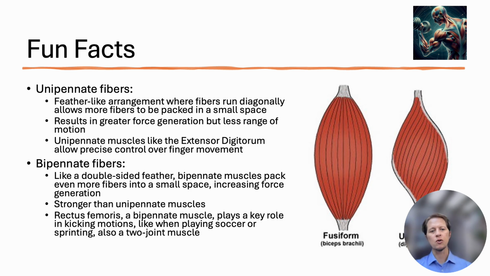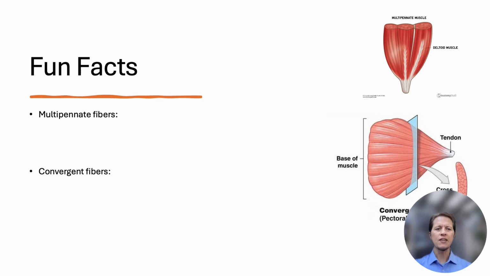That makes more sense. So your rectus femoris muscle is one of the main muscles in your quads, in your thigh. Very forceful kicking compared to sartorius, which is a parallel fiber. So hopefully this starts to make sense why we have different muscle fiber arrangements. And then on to multipennate and convergent.